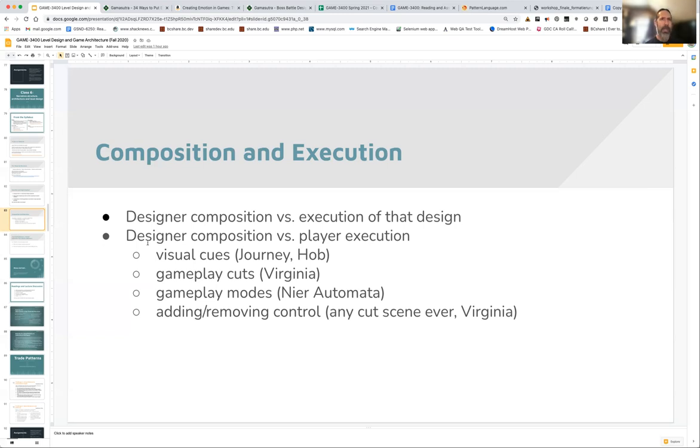And then again, adding and removing control, the kind of thing you would see in a cutscene versus the way that information is conveyed in something like Half-Life, where you can always look around and miss stuff in cutscenes if you aren't paying attention. And again, Virginia does that also a lot. So composition versus how the player executes on your composition, and what you can do about it.